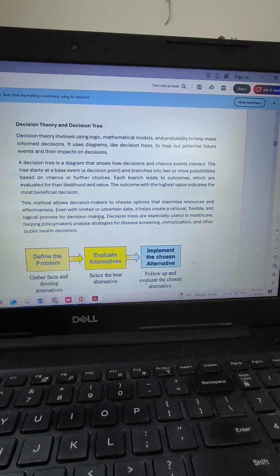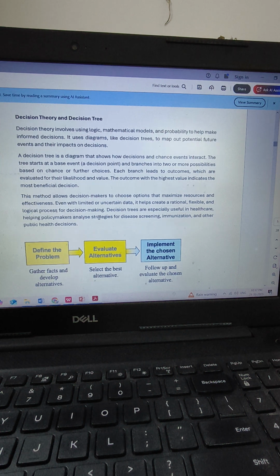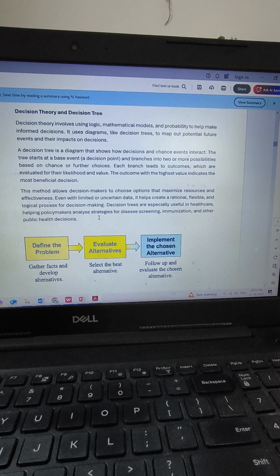So, a decision tree is a diagram that shows how decisions and chance events interact. The tree starts at a base event and branches into two or more possibilities. Yep, that's it. I'm hoping that this is clear. The outcome with the highest value indicates the most beneficial decision.